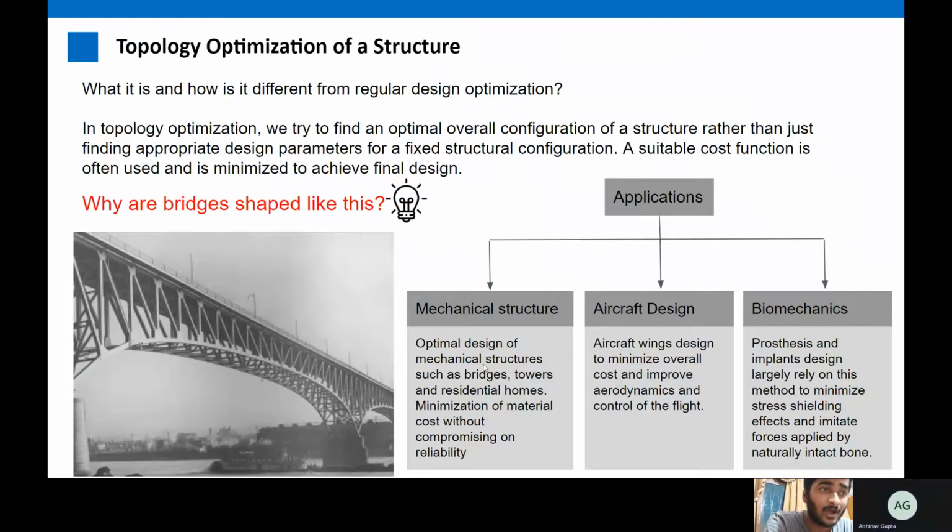As I already said, optimal design of mechanical structures such as bridges, towers, and residential homes is done by topology optimization. We can minimize the cost of material without compromising on reliability and mechanical failures. Aircraft design is also a domain where topological optimization is done to minimize overall cost and improve aerodynamics and the controllability of flight. Biomechanics is another domain where topological optimization is done. We design prostheses and implants which largely rely on this method to minimize stress shielding effects and try to imitate forces that are applied by naturally intact bone.